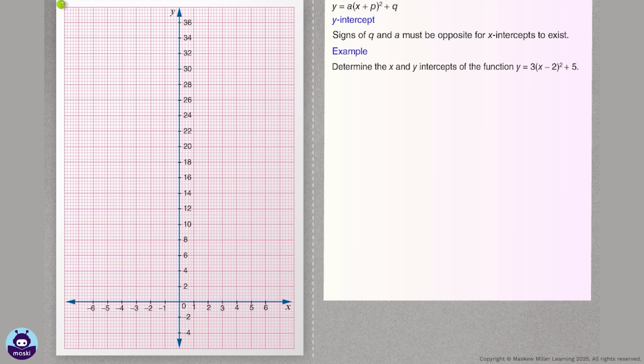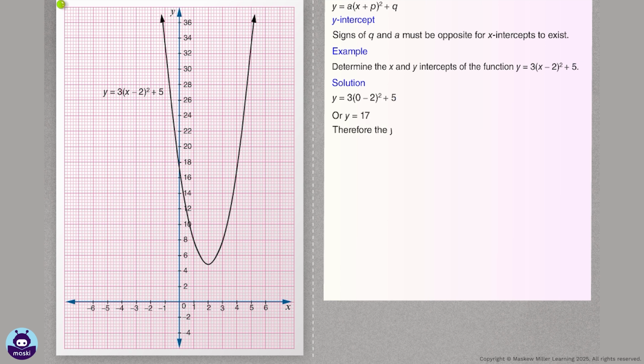Determine the x and y-intercepts of the function y equals 3 times (x minus 2) the whole squared plus 5. For the y-intercept, we substitute x equals 0 in the above equation. Therefore, the y-intercept is (0, 17).